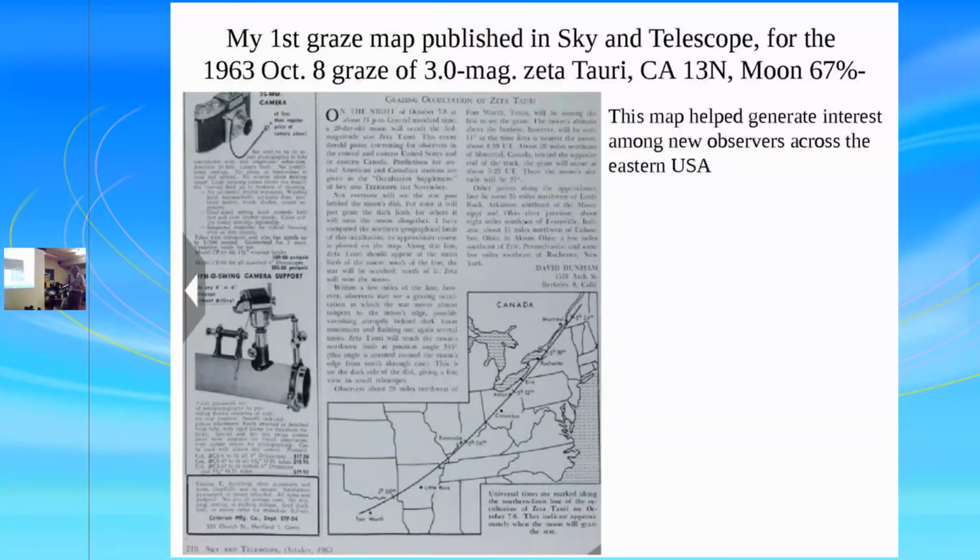Anyway, so switch to the next slide. This just shows the first graze map that I published in Sky and Telescope, which generated quite a bit of interest because it was a nice bright star grazing well on the dark side of a 67% sunlit moon at a convenient time in the evening, and it turned out to be clear over most of the country.